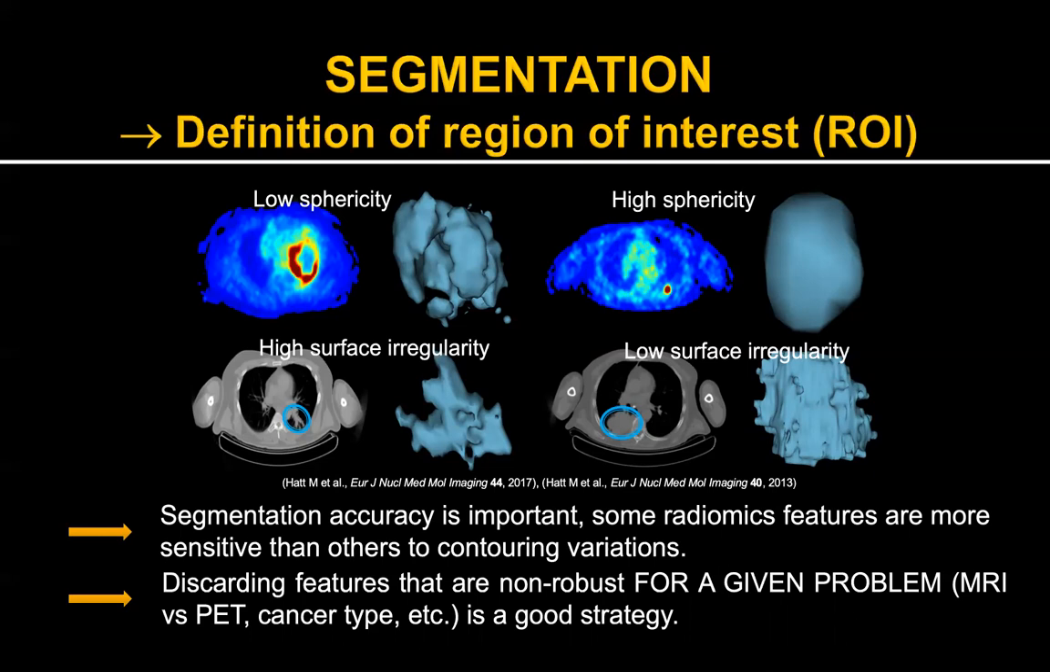So in terms of radiomics analyses, it's a good idea to perform robustness analysis before starting, for example, building a prediction model, so discarding features that are non-robust for a given problem. If I'm using MRI, the features that are non-robust may not be the same as the features that are not robust for PET, for example. For a different cancer type, it might be totally different. So discarding features that are not robust to segmentation is a good strategy for initiating a radiomics analysis.